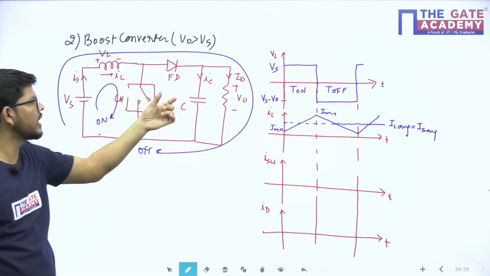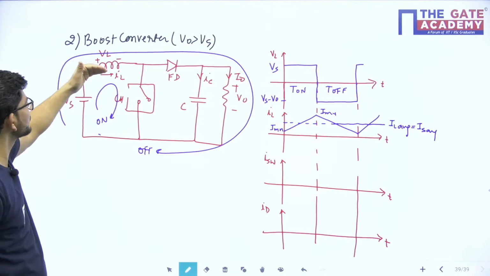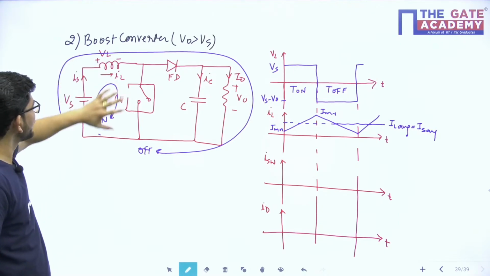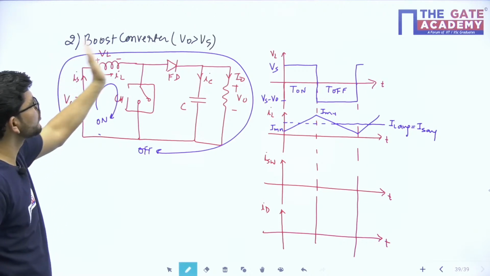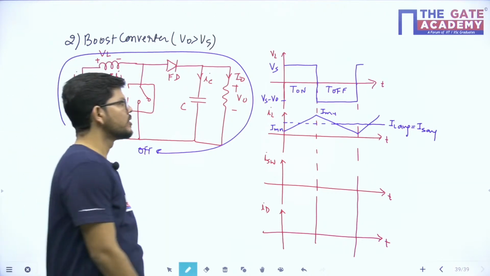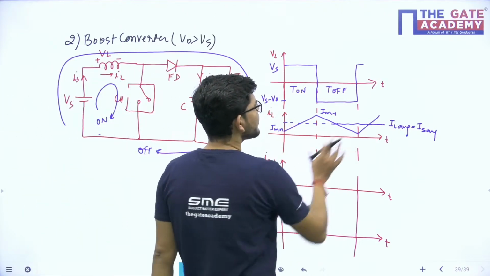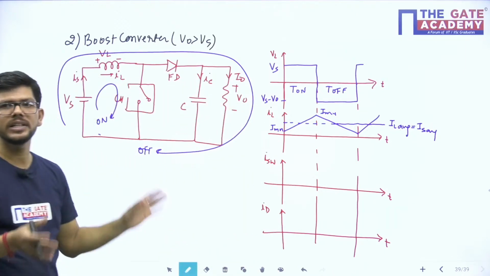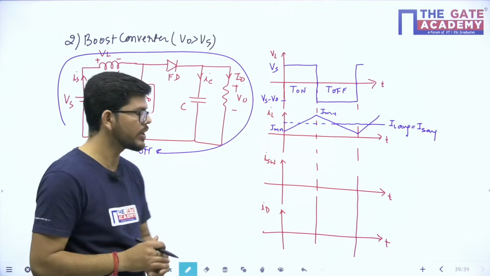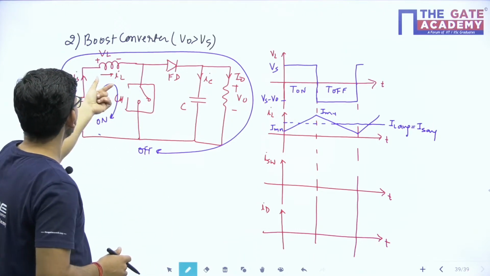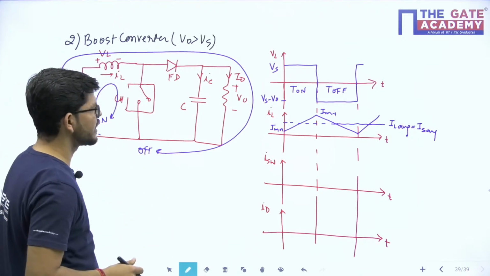So the source is connected to the inductor and the chopper during on, and it will be connected to the load part during the off period. So this is what we will get. So IL average basically will be equal to what? IL average in this particular case will be equal to the average value of source current, okay? Because IL is basically the source current here, okay?